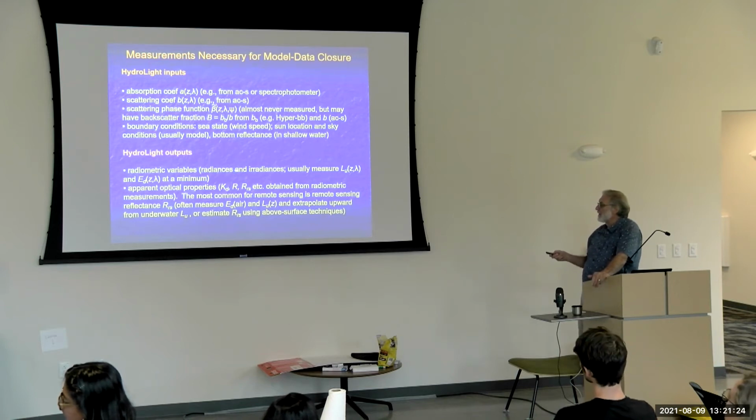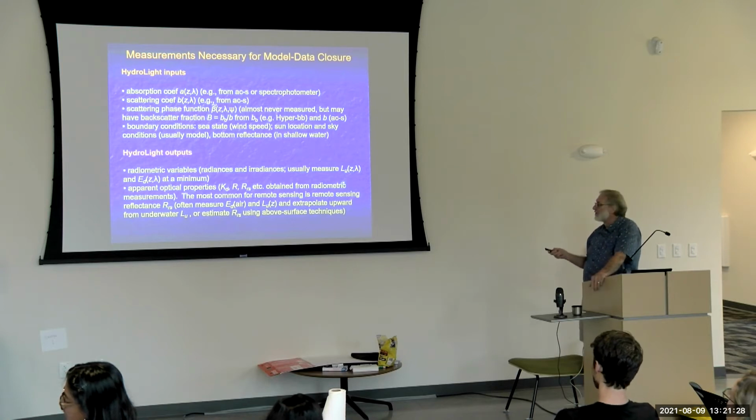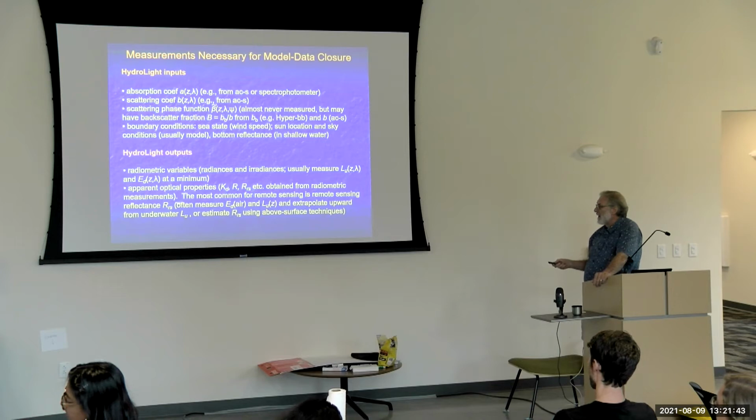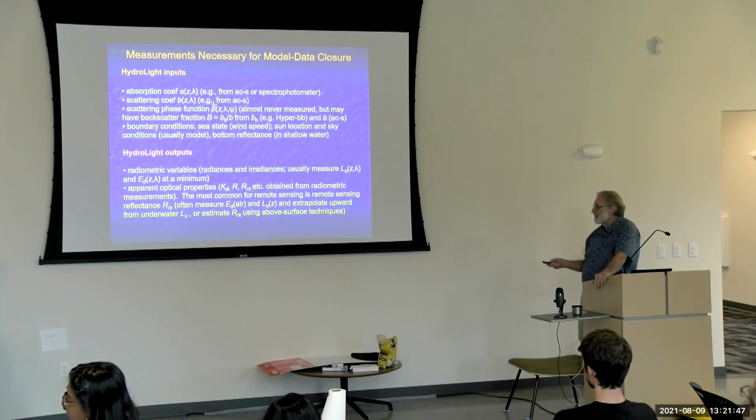They're radiometric variables, radiances and irradiances. What do you usually measure? Something like Lu and Ed. Rarely do you measure a full radiance distribution, just if you're Ken Voss and have the one instrument that can do that. You have AOPs like Kd and R and Rrs, and the most commonly made measurement that you guys have been doing is remote sensing reflectance.